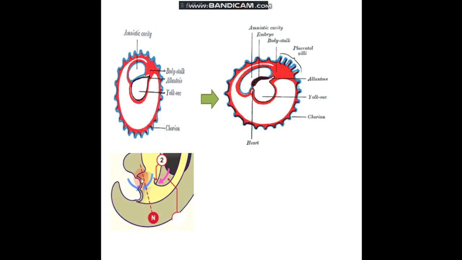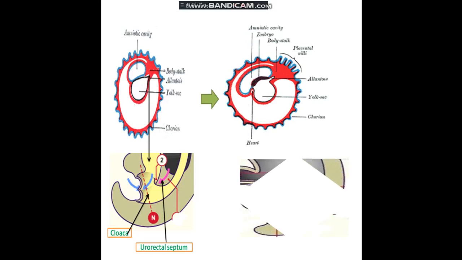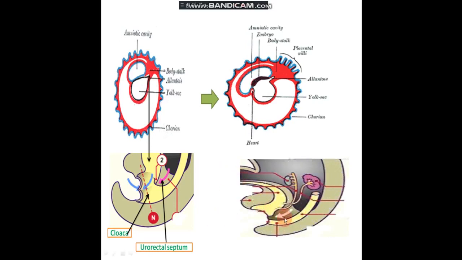Now later on we can see the hindgut portion is dilated, forming the cloaca. Into this cloaca, anteriorly we have the allantois, and posteriorly we have the hindgut. Later on this cloaca divides into the urogenital sinus anteriorly and the anorectal canal posteriorly by the development of the urorectal septum. Here we have the allantois entering anteriorly. Once the septum is complete, it divides the cloaca into the urogenital sinus anteriorly and the anorectal canal posteriorly, and the urorectal septum itself forms the perineal body.